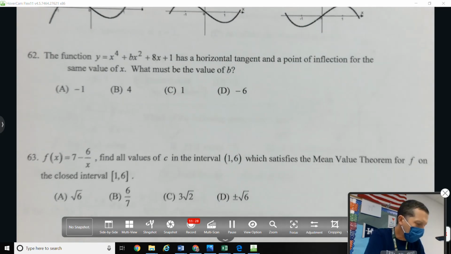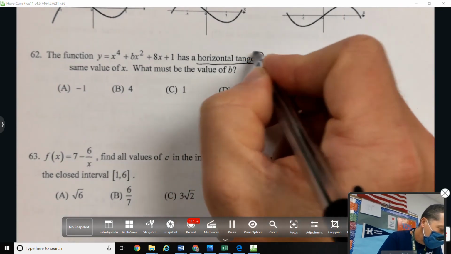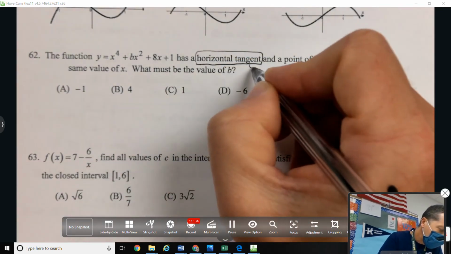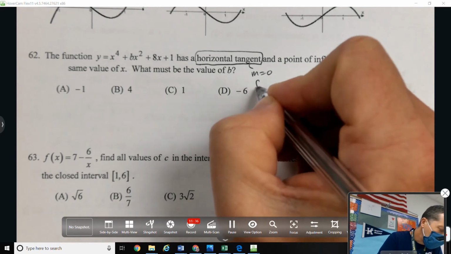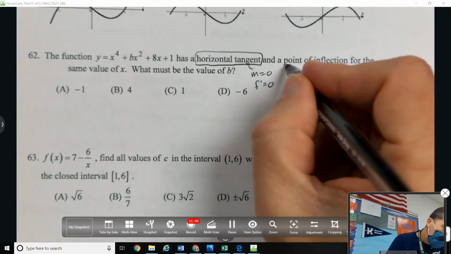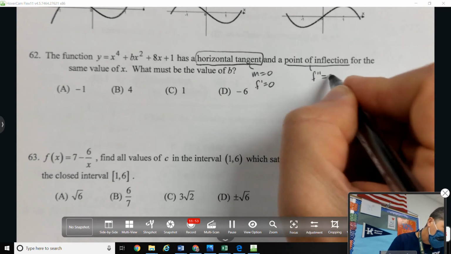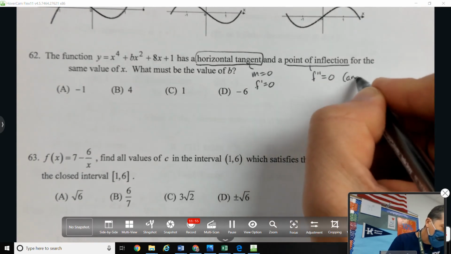The function y equals all that has a horizontal tangent. Horizontal tangent. Slope is 0, f prime is 0. There are certain sets of words that need to be linked in your brain. Slope and derivative. Horizontal tangent means slope is 0. Point of inflection. That would mean f double prime equals 0 and changes sign. So be careful on that one.